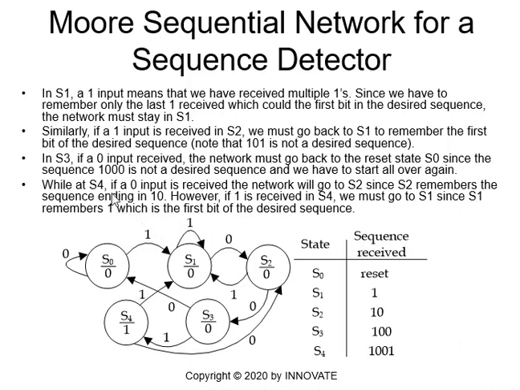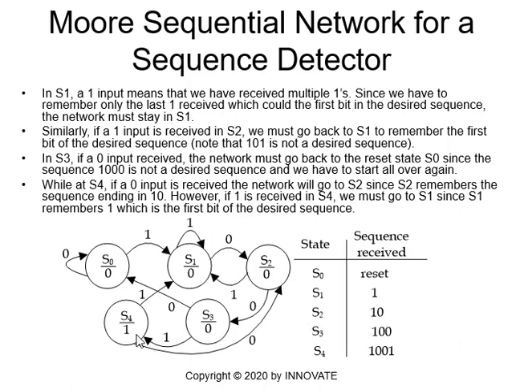Now, if I am in S4, and a 0 is received, where do we go? S4 actually does not have any output at all, so we have to study both the 1 and the 0. So if a 0 input is received, the network will go back to S2, since S2 remembers the sequence ending with 1, 0. So if a 0 is received, I will go to S2 because S2 will remember 1, 0.